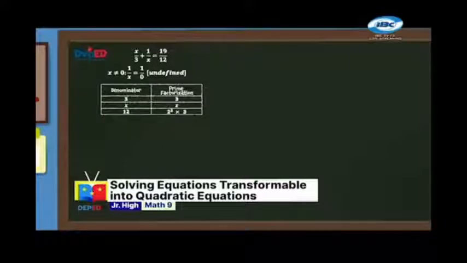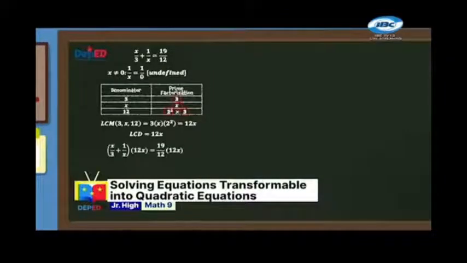What are the different bases that we see in these factorizations? We have 3, x, and 2. What is the highest exponent of 3 that appears in these factorizations? 1. What is the highest exponent of x that appears in these factorizations? 1 also. What is the highest exponent of 2 that appears in these factorizations? 2. The LCM of 3, x, and 12 must be the product of 3 raised to 1 or simply 3, x raised to 1 or simply x, and 2 raised to 2, which is equal to 12x. Thus, the LCD is equal to 12x.